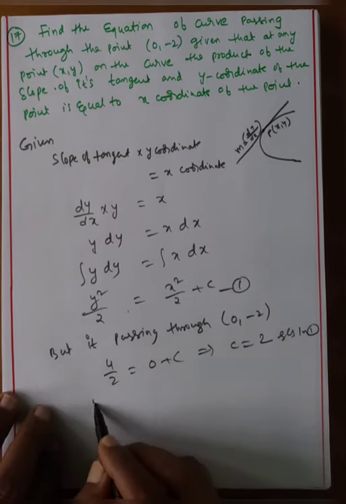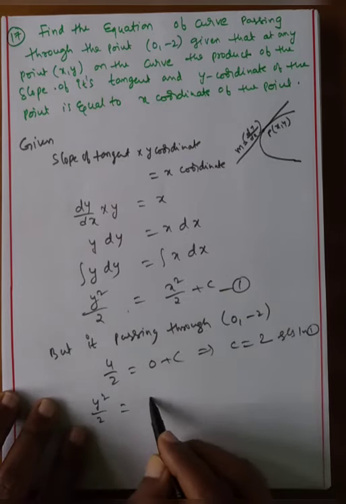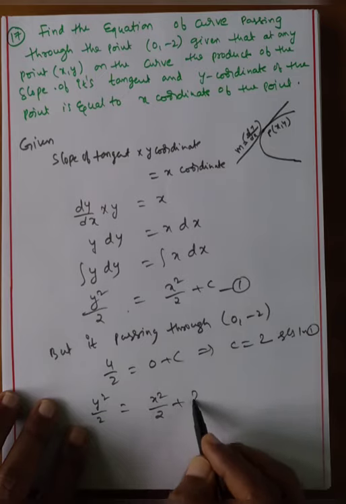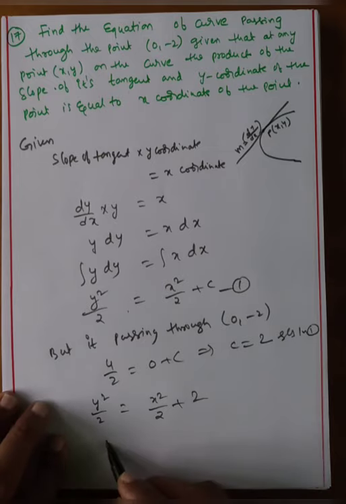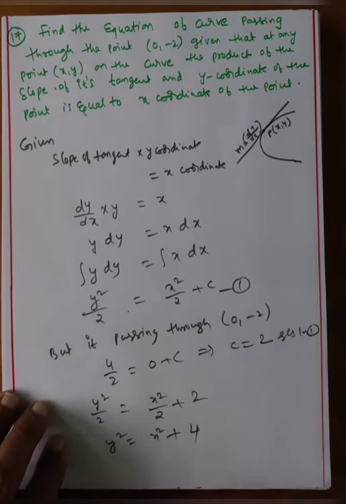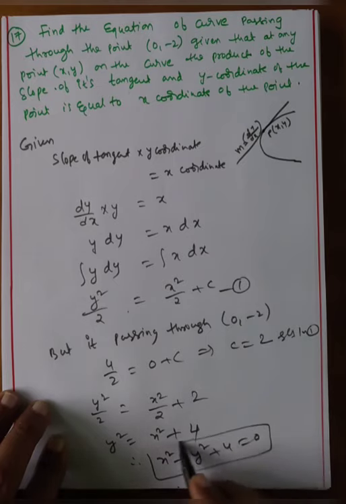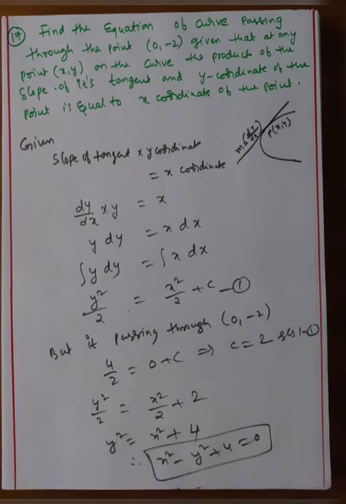Now y square by 2 is equal to x square by 2 plus c, which is 2. Now multiply totally with 2. y square is equal to x square plus 4. Therefore, x square minus y square plus 4 is equal to 0. That is, x square minus y square is equal to minus 4, which means this is a hyperbola. Okay, the curve is a hyperbola.